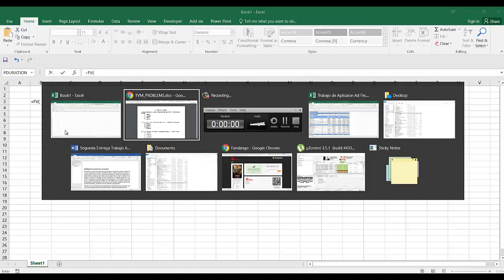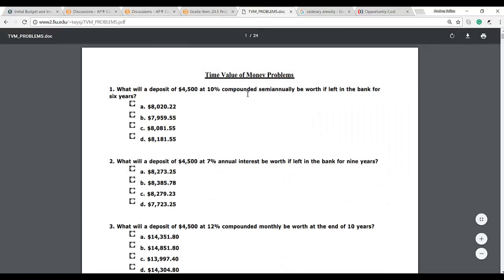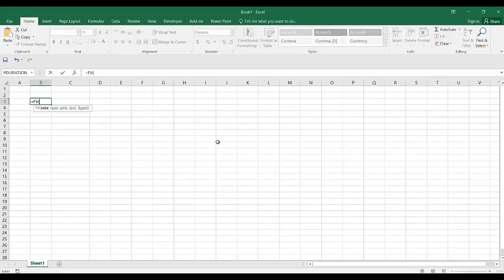So let's start with the rate. Since this case is compounded semi-annually, there are 2 periods every year, so it's every semester. What we're going to do is grab the 10% interest rate and divide it by 2. So in this case, it's 5%.